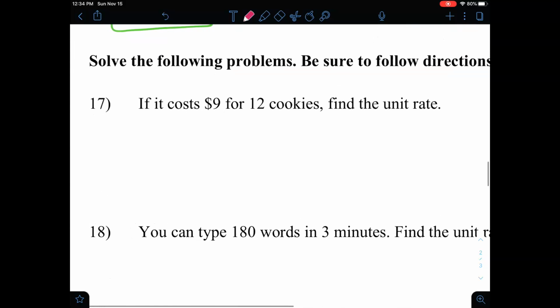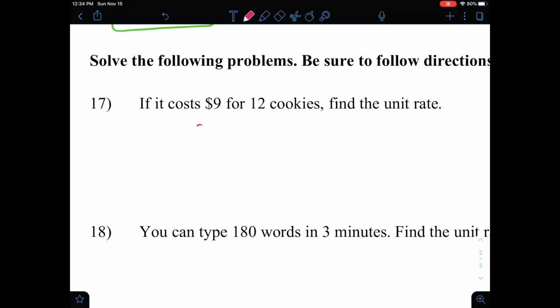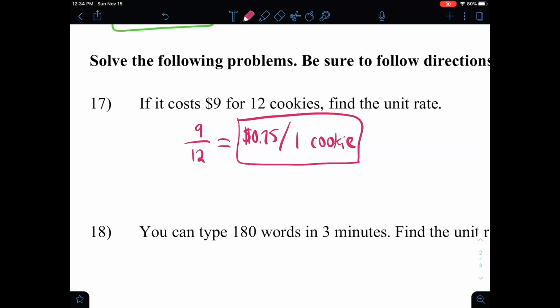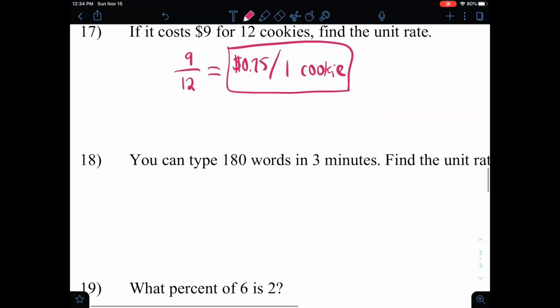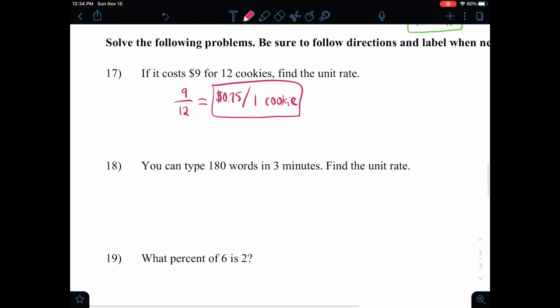All right. Well, unit rate, what we literally do is we divide the first number by the second number. So I'm literally going to take, even though it's kind of weird, I'm going to divide 9 by 12 because that's what it's telling me to do. 9 divided by 12 is 0.75. So what's the unit? It is dollars and cookies, right? So it's going to be $0.75 or 75 cents per one cookie. And that's your answer. That's all you got to do. Divide the first number by the second number and put your units.